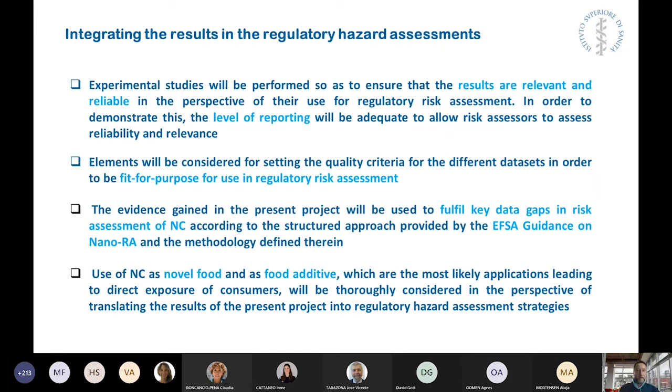The experimental studies will be performed so as to ensure that the results are relevant and reliable from the perspective of regulatory risk assessment. The evidence gained in the project will be used to fill key data gaps in risk assessment of nanocellulose and its possible uses, for instance as novel food or food additives, as the most likely applications leading to direct exposure of consumers will be thoroughly considered, with a view to translating the results of the project into regulatory hazard assessment strategies.